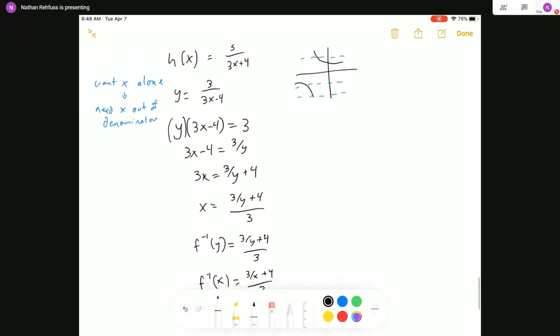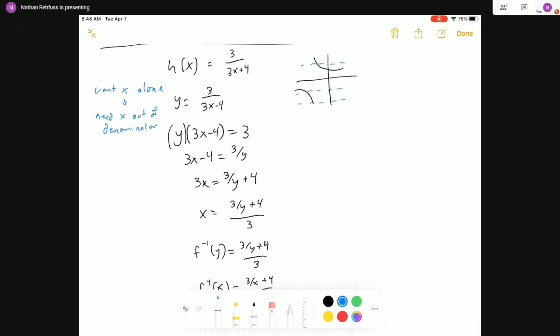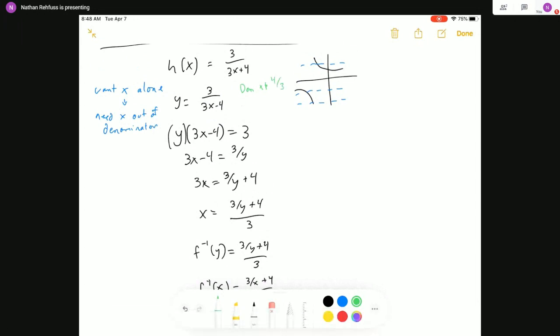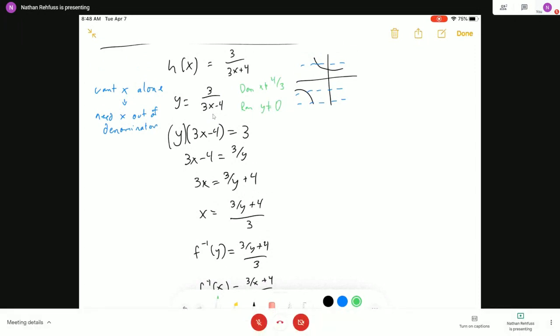Now here's something interesting. For this function, up here, the domain was x can't be, well, it can't be 4/3, because then I'd be dividing by 0. And the range is y can't be 0. There's no way to get a 0 out of this function. It's either always going to be positive or negative. There's no way to get a 0, because the numerator isn't 0. So x can't be 4/3 and y can't be 0. That's the domain and range of the original function.